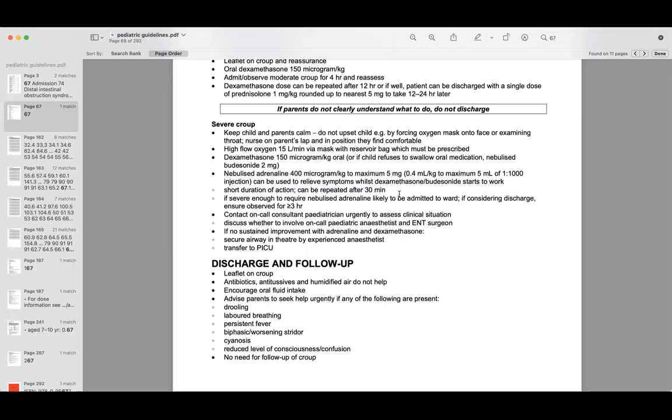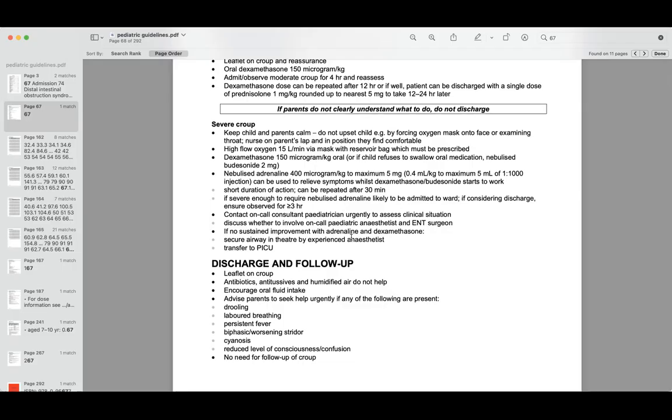And if the child is still not good, if severe enough to require nebulized adrenaline, likely to be admitted. If he is severe and you are giving adrenaline, at that point you should consider admission. If considering discharge, ensure observed for more than 3 hours. If you want to observe after giving adrenaline, budesonide and all those things, you will observe him for 3 hours in your admission. Then if still not improved, call the on-call consultant, ENT surgeon and pediatric anesthetist.